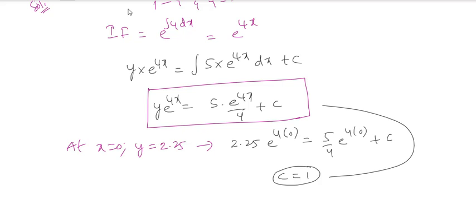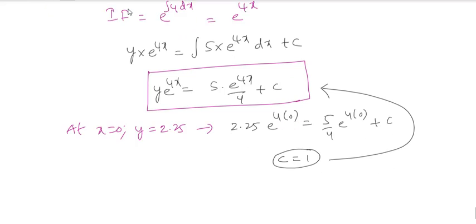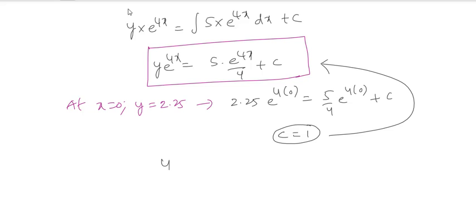Just substitute that C in this. So what is the solution here? You will have y into e to the power of 4x is equal to 5 by 4 into e power 4x plus 1 will be the solution. But it is not in your options.